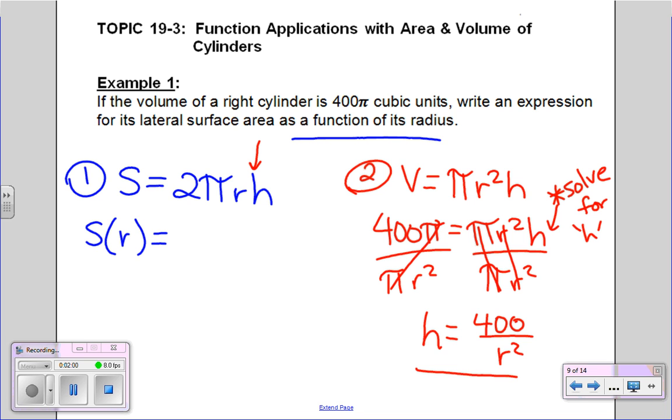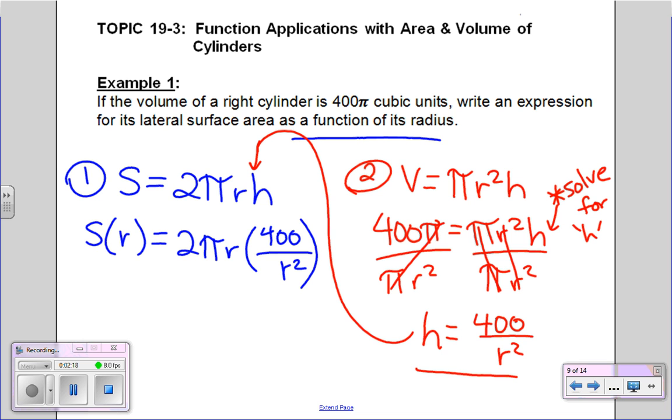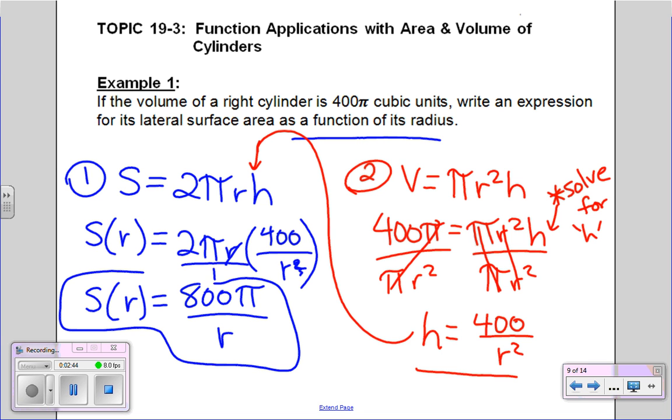So if H equals this, I'm going to replace H in the surface area formula with that expression. That gives me 2 pi R, and then instead of H, I put 400 over R squared. You could leave it like that, but I'm going to simplify it to a nicer equation. When I simplify, I get 800 pi, and remember that this R is on top, so it cancels with one of the R's below, and I get 800 pi over R. So if I know the radius of the cylinder, I can just plug it into this formula and find its lateral surface area.